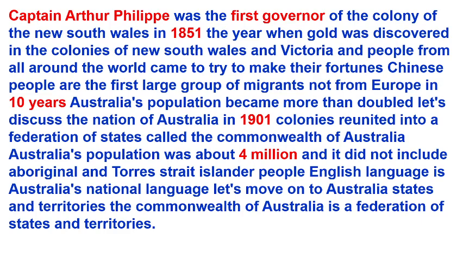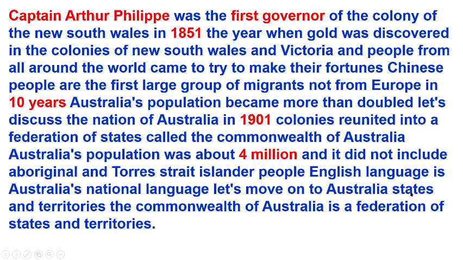Let's discuss the nation of Australia. In 1901, the colonies united into a federation of states called the Commonwealth of Australia. Australia's population was about 4 million and it did not include Aboriginal and Torres Strait Islander people. The English language is Australia's national language.